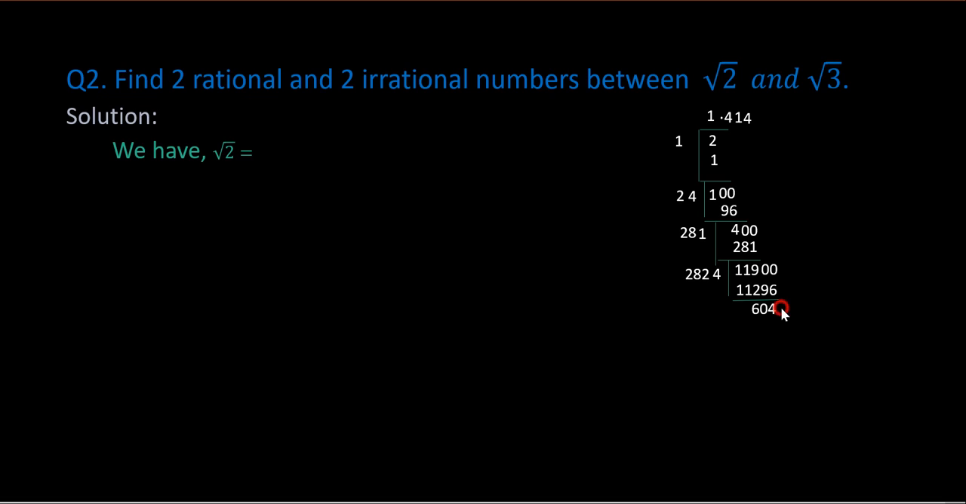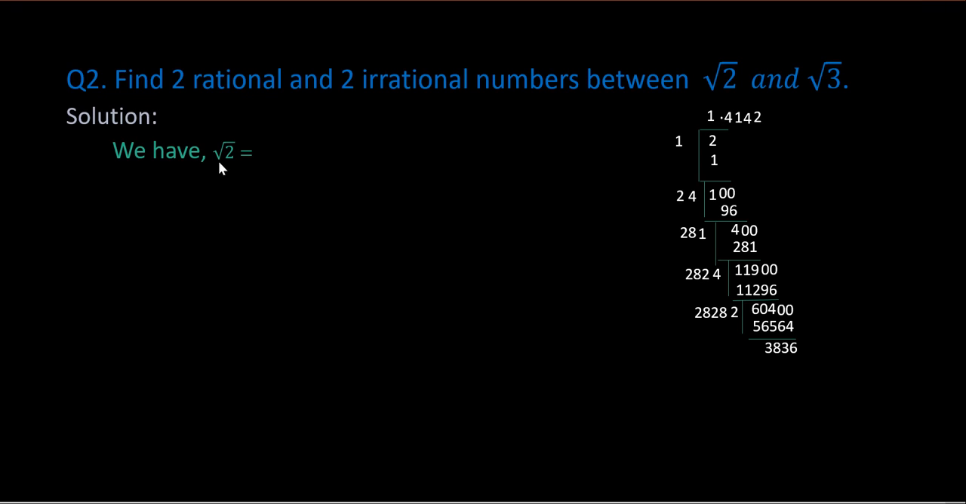Similarly again we can add 2 zeros here. Now double of 1414 will be 2828. Now again we have to add another digit after 2828. So here let us take 2. If you take 2 here, now if you multiply 2 with 28,282, we get 56,564. Now after minus we get 3,836. So here clearly you can see this is a non-repeating and non-terminating decimal.